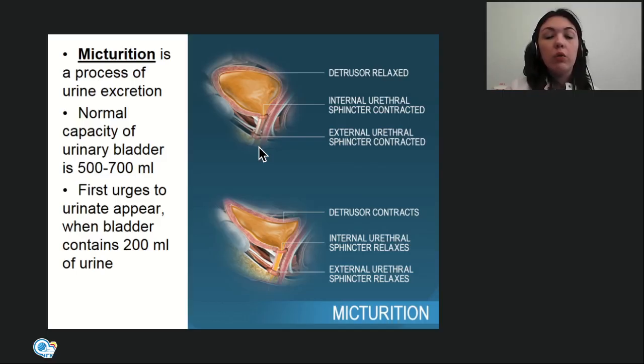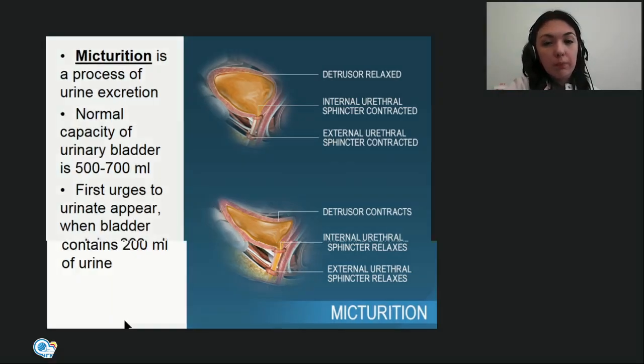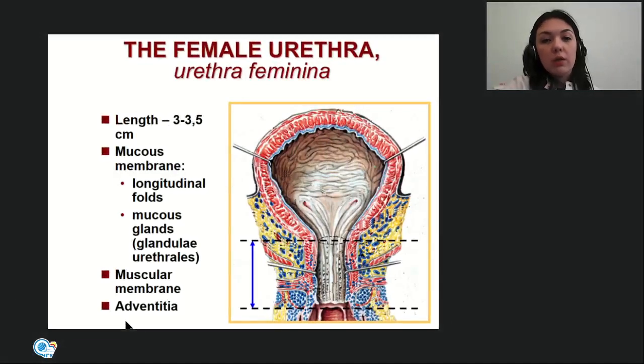So even when the internal urethral sphincter gets relaxed, we still have a few minutes to reach the toilet, yes, and only after that the external urethral sphincter also gets relaxed. But after the detrusor contracts, when there is a very large amount of urine, then the internal urethral sphincter relaxes. That's how micturition occurs. And so after the contraction of the urinary bladder, urine goes to the female urethra, or not compulsorily female, but to the urethra.